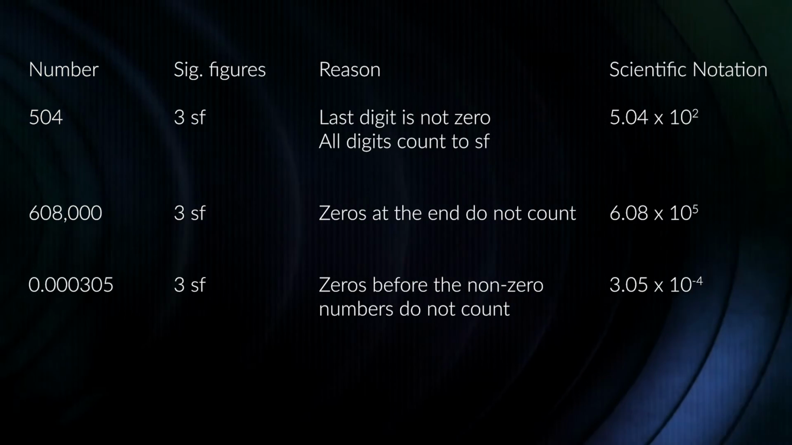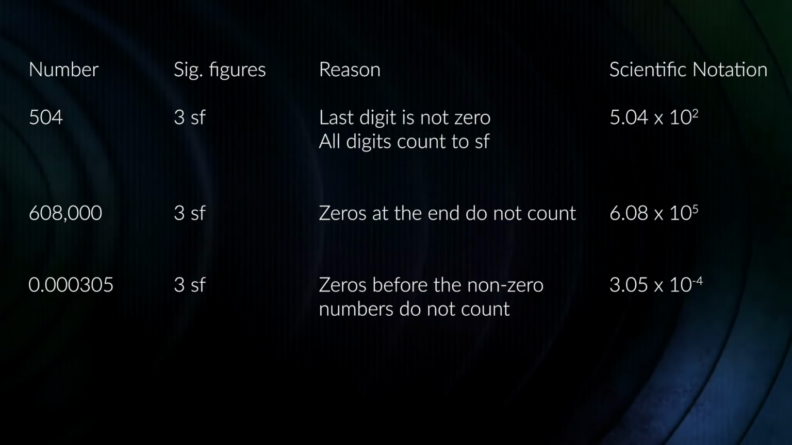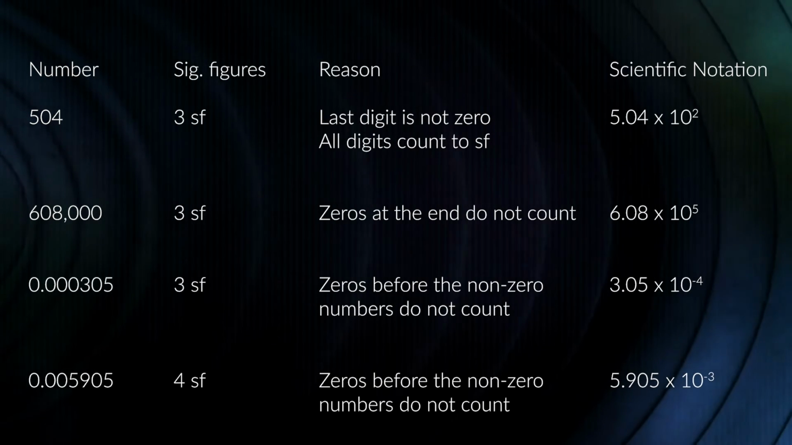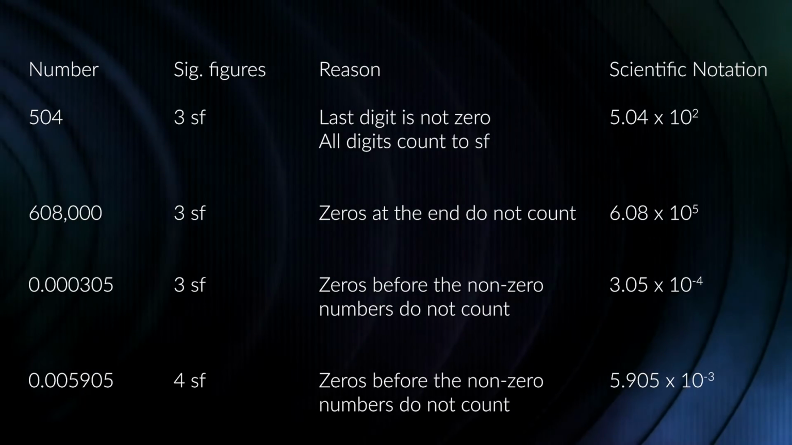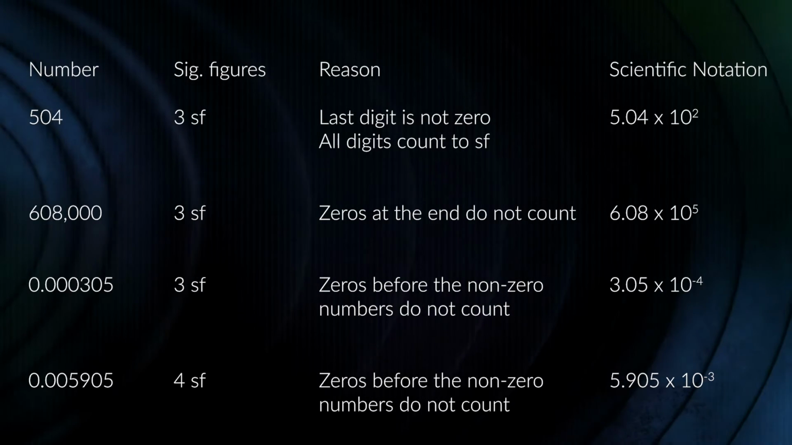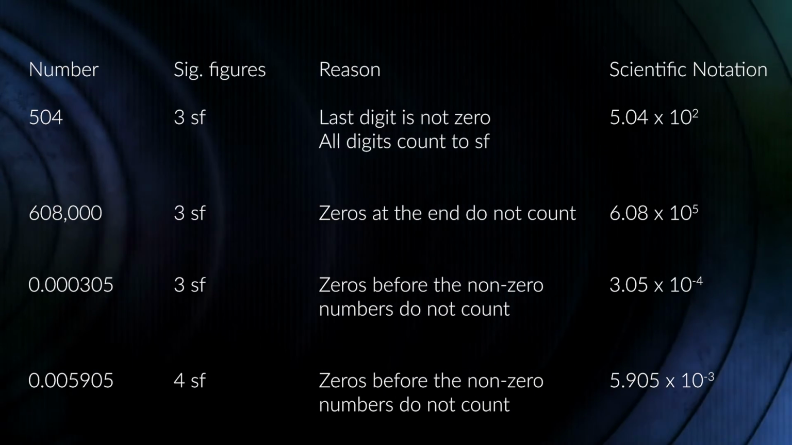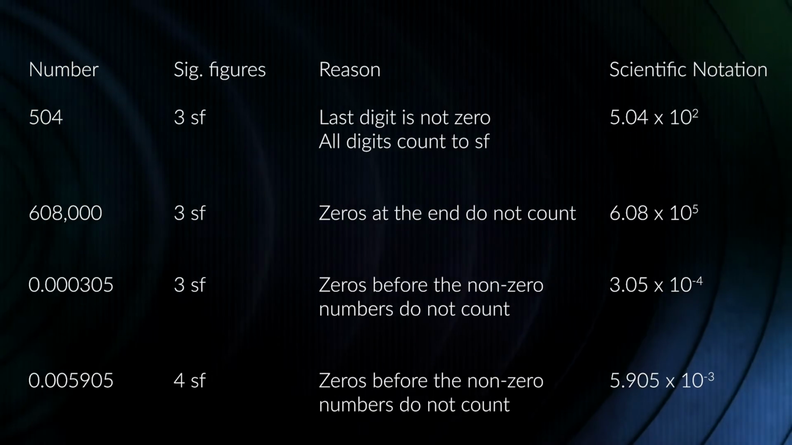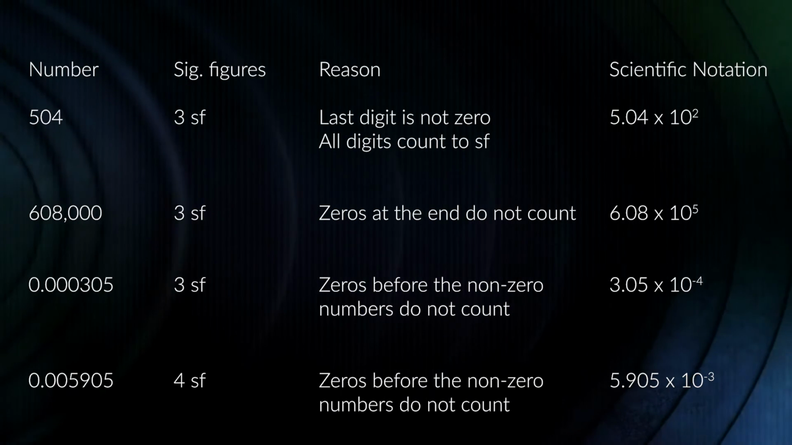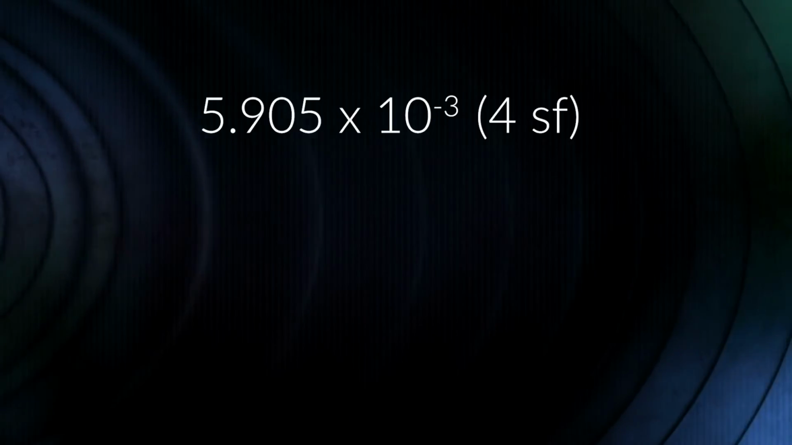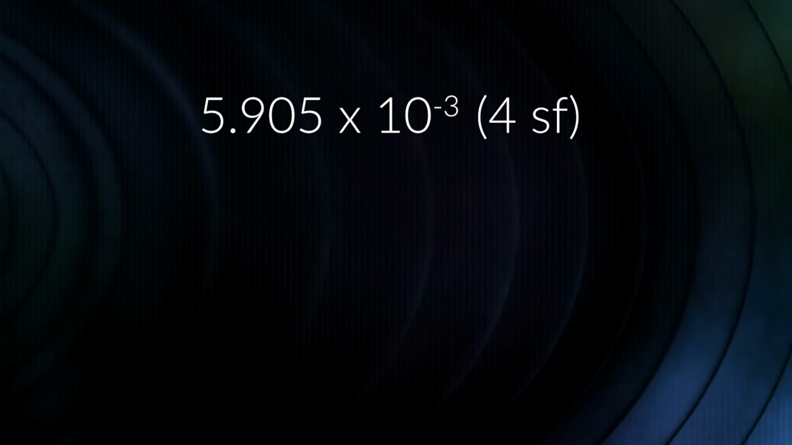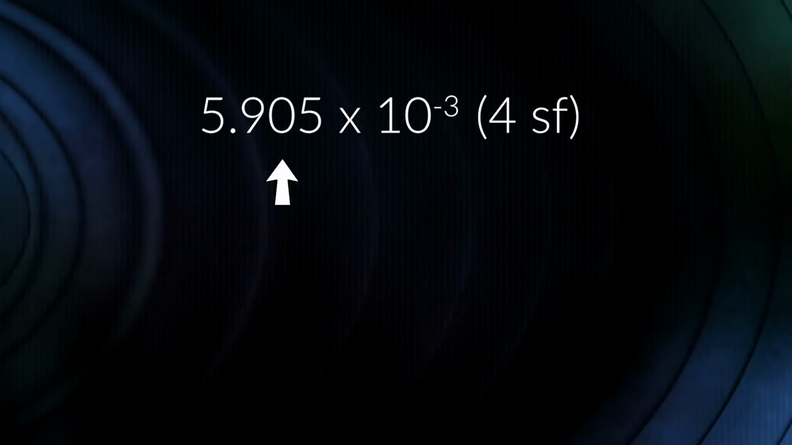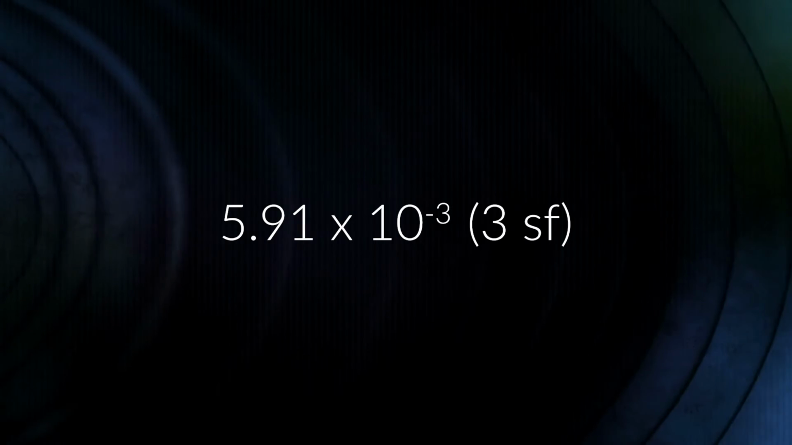Now, if you look at the last number, it's 0.005905. In this case, again, after the decimal, we've got two zeros. These zeros do not count towards the significant figures. Then I have the number 5905, which is four significant figures. And if I wanted to write it in scientific notation, I could write 5.905 times 10 to the power of minus 3. Now you can see that this is four significant figures. So if I wanted to write this to three significant figures, then I would round the 5 up, and I end up with 5.91 times 10 to the power of minus 3.